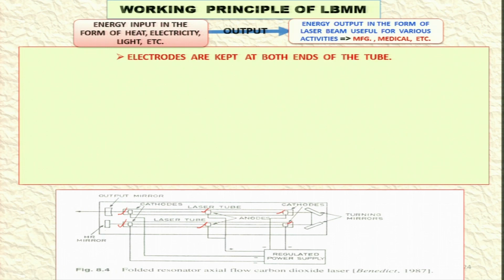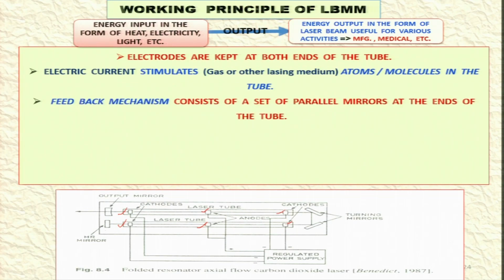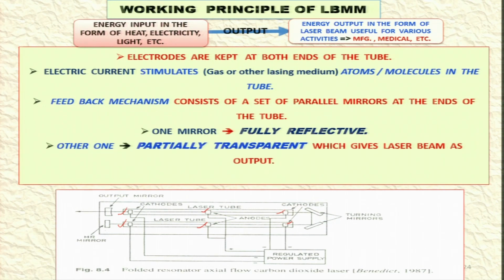Electrodes are kept at both ends of the tube, as you can see over here. Electric current stimulates gas or other lasing medium, atoms, molecules in the tube. Feedback mechanism consists of a set of parallel mirrors at the ends of the tube. Here both are on this side, otherwise one is at one end and the second one is on the other end, where there is only single flow. One mirror is fully reflective, the other one is partially transparent, which gives the laser beam as output.